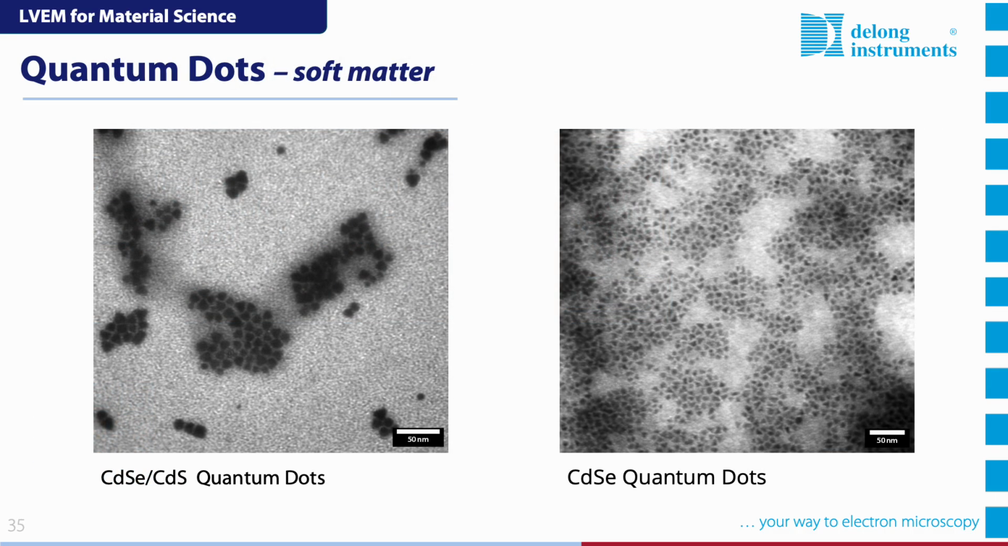Here we have TEM images of 6 nanometer cadmium selenide quantum dots. These images clearly reveal individual nanoparticles, showing uniform size and shape across the sample. Low voltage electron microscopy provides excellent contrast for these small, delicate particles, allowing precise analysis of their morphology and distribution.